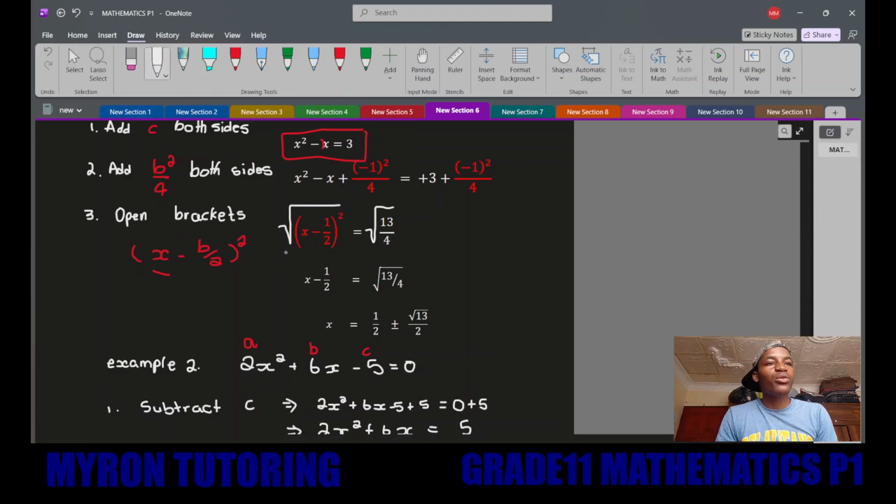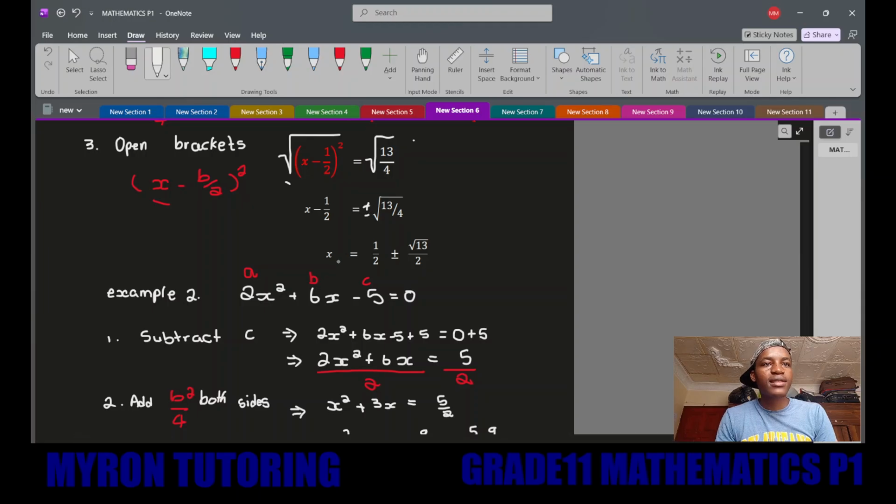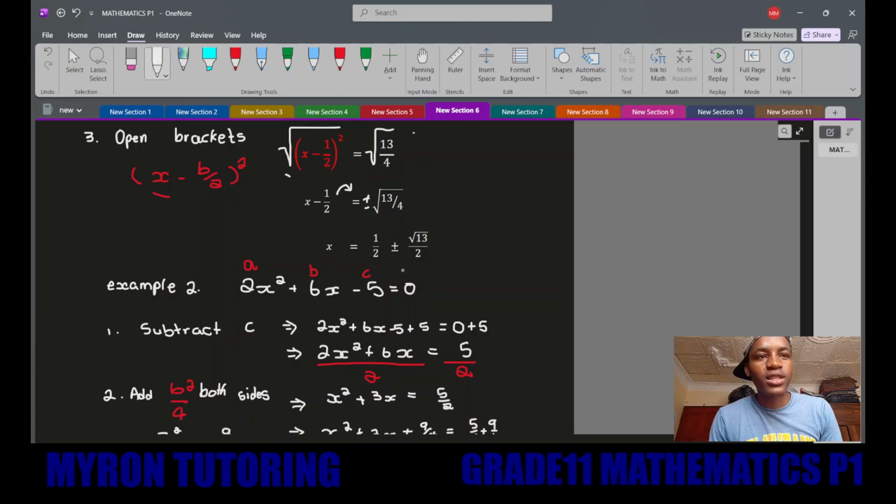all we need to do is take square roots on both sides. From there, we need to remember that whenever we take a square root, outside here it's plus or minus. So that's why when I took this half to the other side, I said half plus or minus 13 over 2. That's where this plus or minus is coming from.